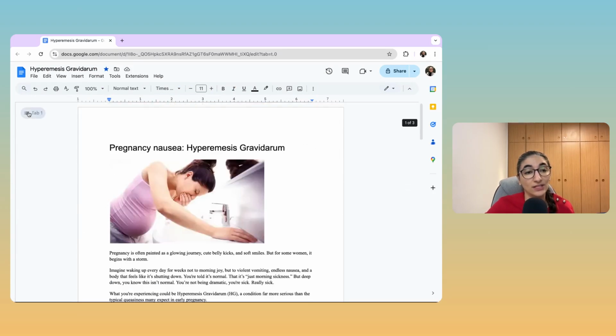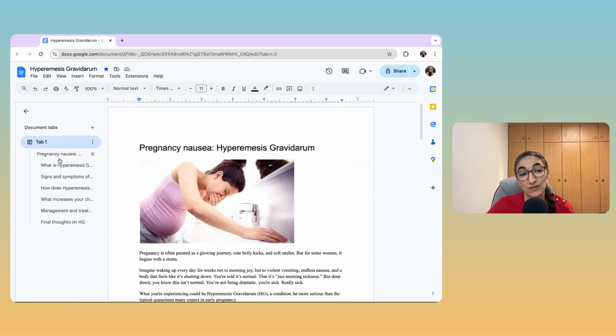So now if we have a look at all of the headings, it's much easier to see the sections of the article.